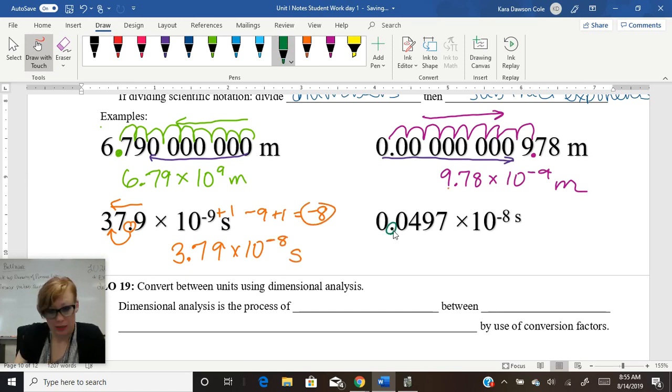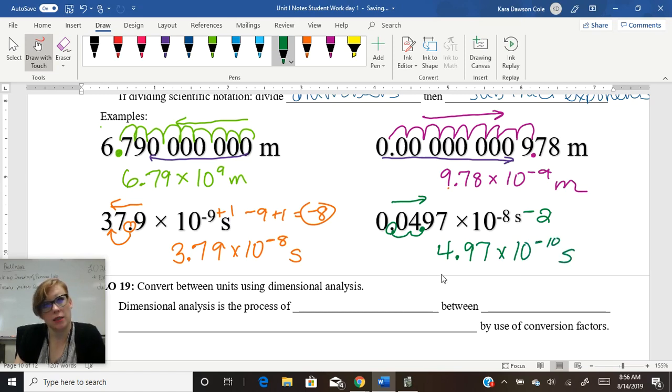And this second one needs to be between the 4 and the 9, right? So I need to move that decimal point over 2 places. And now I'm moving it this way. If I'm moving it to the left, I'm going to subtract. So subtract 2. So then 4.97 times 10 to the -10 seconds. And that is scientific notation.